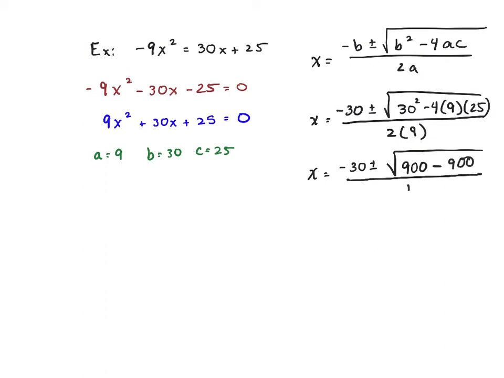All over 2 times 9, which is 18. And so it's this, plus or minus square root of 900 minus 900, which is 0. While negative 30 plus 0 is still negative 30, and negative 30 minus 0 is still negative 30, so we only end up with one answer: negative 30 over the 18. And we'll just simplify that.